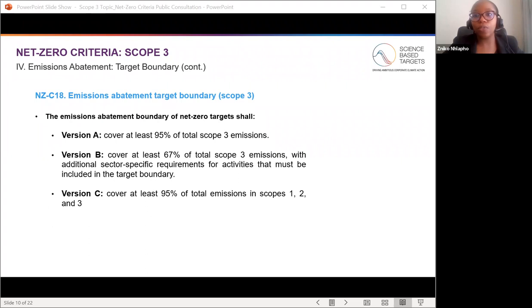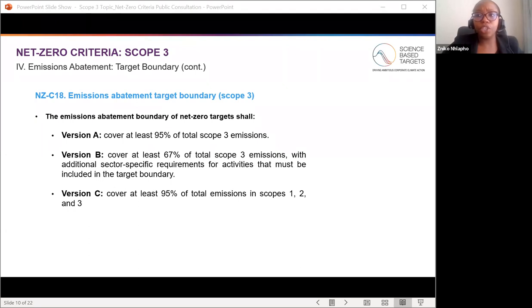And so this version really aims to ensure comprehensive coverage of emissions in all scopes, so in scopes 1, 2, and 3, while providing a bit more flexibility compared to version A that we spoke about earlier, for companies with a relatively low share of total emissions in scope 3. I'll talk you through an example further demonstrating this in just a couple of seconds.